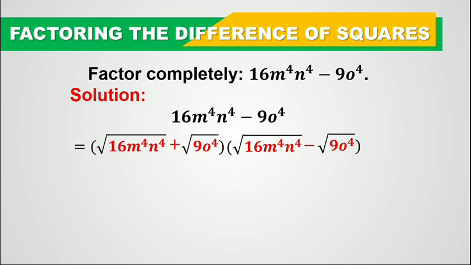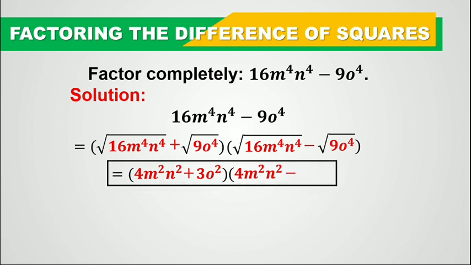So the square root of 16m to the fourth power n to the fourth power is 4m squared n squared, right? And then plus the square root of 9o to the fourth power is 3o squared, and then times the square root of the first term, so minus the square root of the second term. All right, so this is the answer. So this is now our answer for this particular exercise.